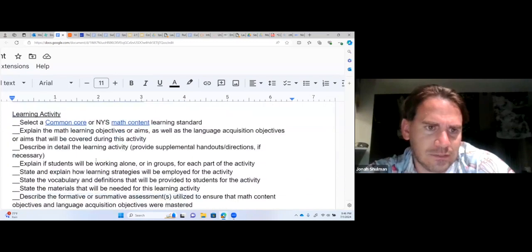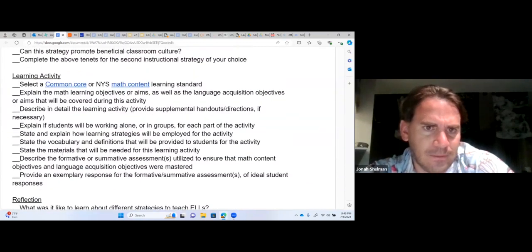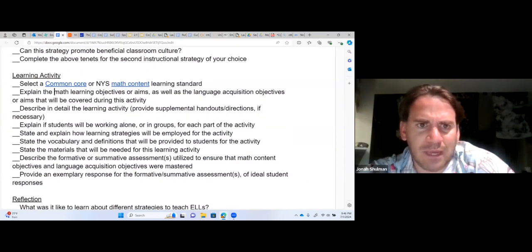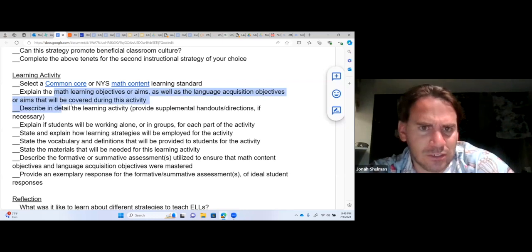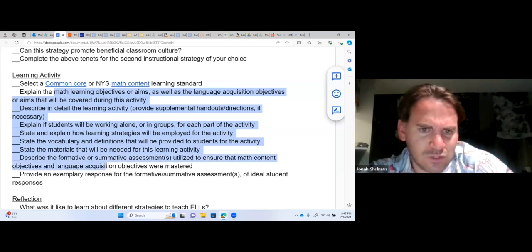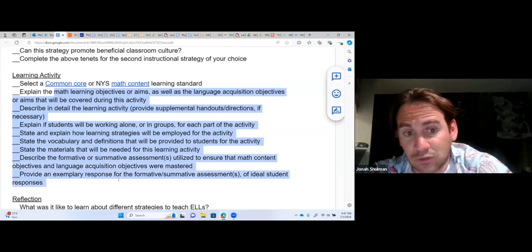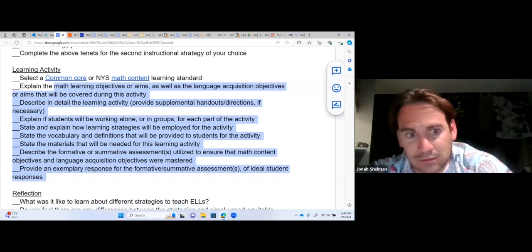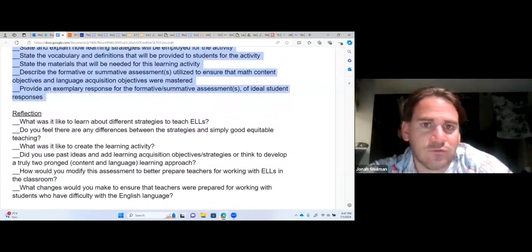So you're going to select a Common Core standard. Explain the math objectives as well as the language objectives. Describe in detail the activity and the handouts. Explain if students will be working alone or as part of a group, state the learning strategies that will be explored for the activity, state the materials that will be needed, describe the formative assessment, and provide an exemplary response. So if you're doing an exit ticket, what should the exit ticket look like? And then you get to reflect on it.